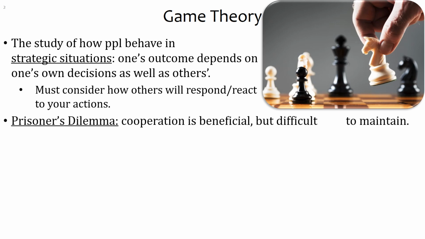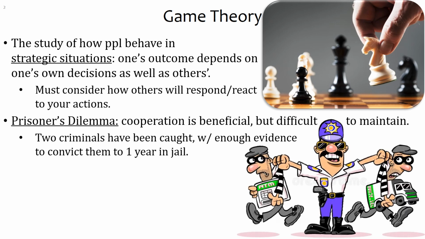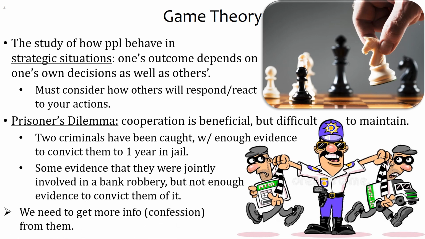Now, one cool thing here is the prisoner's dilemma, which is when cooperation is beneficial but it's difficult to maintain. It's illustrated through this example of two prisoners. So we have two criminals who have been caught with enough evidence to convict them to 1 year in jail, right? So let's say they were caught with weapons or something like that. But there's also some evidence that they were jointly involved in a bank robbery, but not enough evidence to convict them. So we kind of think that they were involved in a bank robbery, but we can't prove it. So we need more information, and in this case, we want to get their confession, whether they were involved or not. So pause here, take some notes before we proceed with this game.